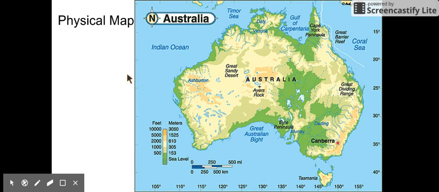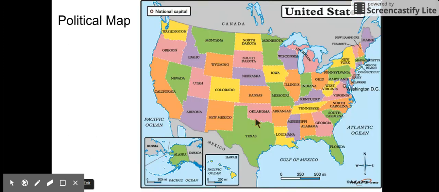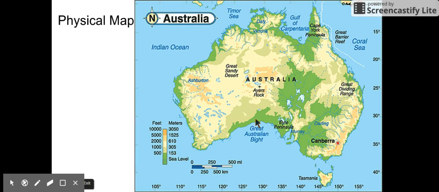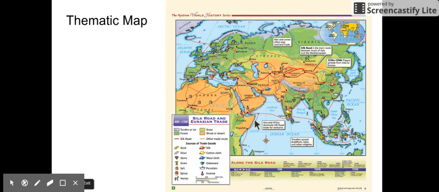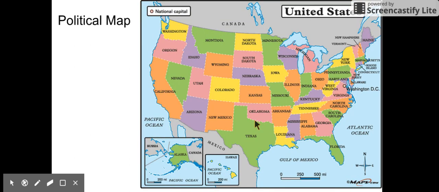And the last type of map is a physical map. This map is going to show you physical features such as deserts or oceans or seas or peninsulas. It might also show you the elevation of certain parts of this region. So the most important part of any of these maps is going to be the title, because the title is going to tell you what the map is all about.